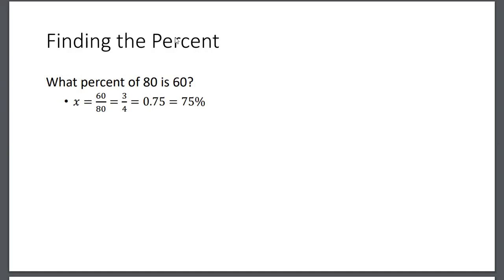This one, finding the percent. What percent of 80 is 60? We're trying to find the percent. Let's call it X. We have to look at the part and the whole. 80 is the whole, and 60 is the part. So the percent is the ratio of the part to the whole, 60 to 80. That can be reduced to 3/4. And as a decimal, that's 0.75. 75% is the percent.